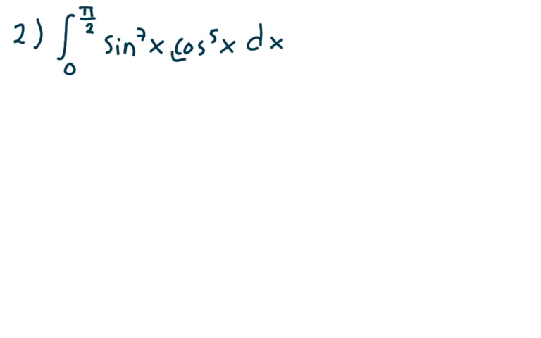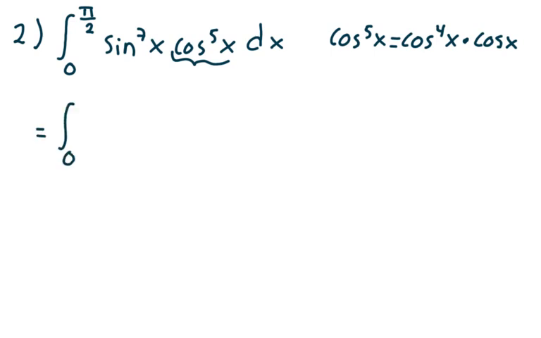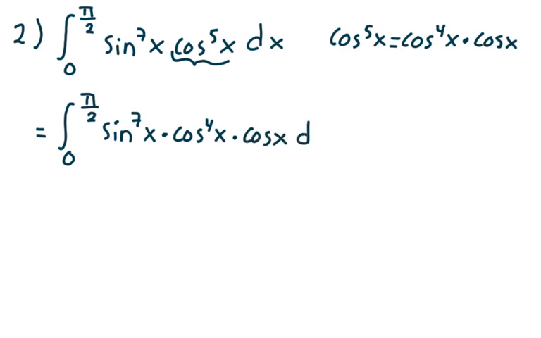So I'm going to look at cosine to the 5th x, and I'm going to write this as cosine to the 4th x times cosine of x. So notice in each problem I saved off a cosine of x. And so I can write this as the integral from 0 to pi over 2 of sine to the 7th x times cosine to the 4th x times cosine of x dx.